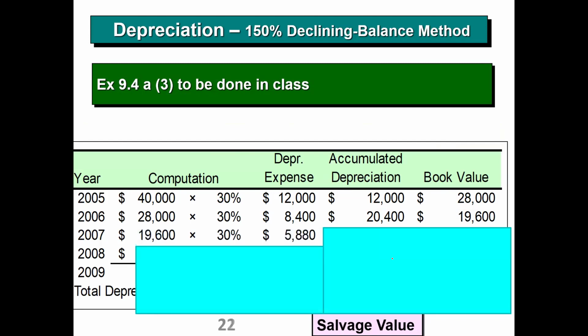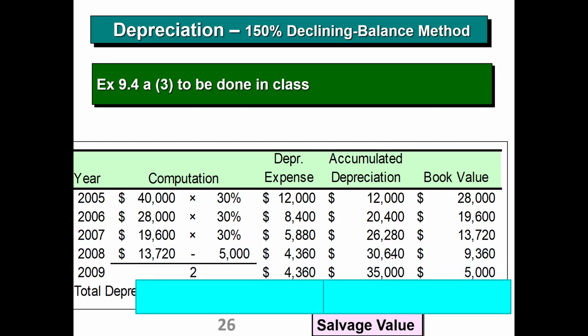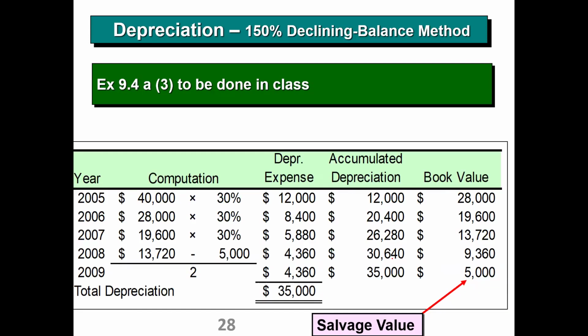We'll be left with 19,600. Next year, 19,600 multiplied by 30% gives us 5,880. This amount will be added to the accumulated depreciation of the previous year. We get 26,280. And this 5,880 will be subtracted from 19,600. We are left with 13,720. Now we will be switching to the straight line method. 13,720 minus 5,000, divided by 2, gives us the depreciation expense for the next 2 years, which is 4,360. These amounts will be added to the accumulated depreciation of the previous year and subtracted from the book value of the previous year. In the last year, we have 35,000 as the total accumulated depreciation, and the book value equals the salvage value or the residual value.